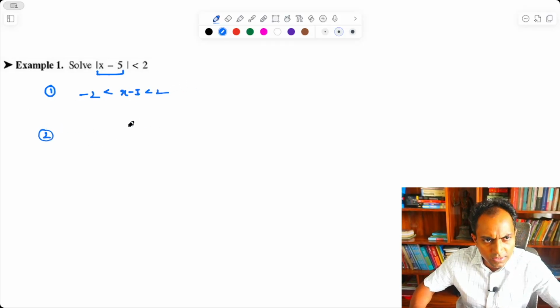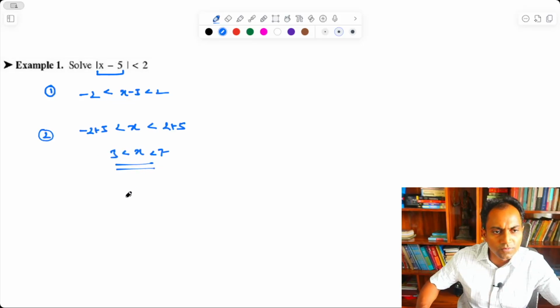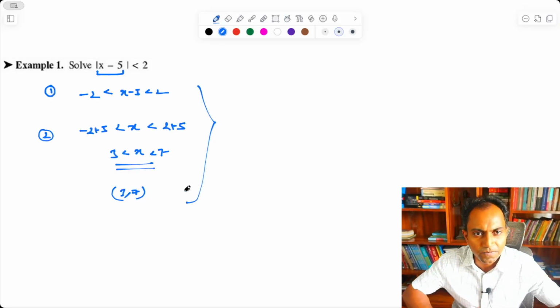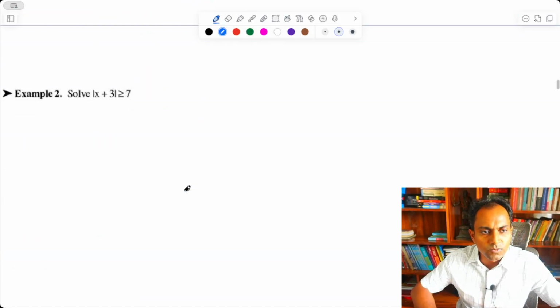After this, since there is 5, we can add 5 on both the sides. So -2 plus 5 and then 2 plus 5. And the answer of x lies between 3 and 7. So the answer of this question becomes 3 to 7, open on both the sides. You can see that this shortcut helps us save a lot of time and energy. Now let us move to the next one.